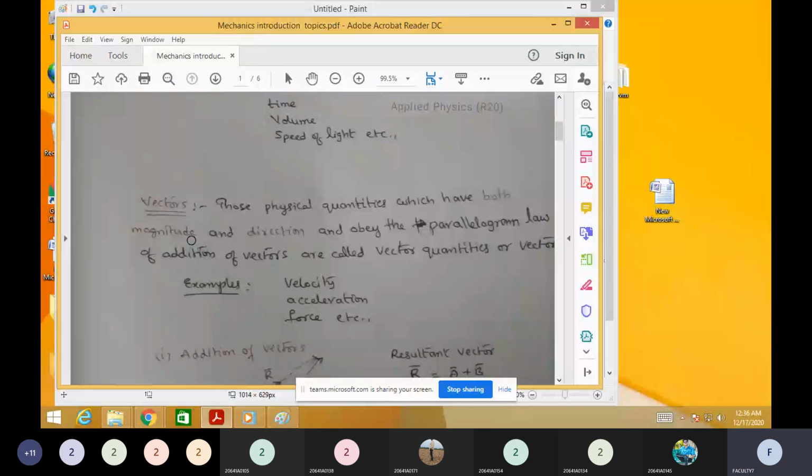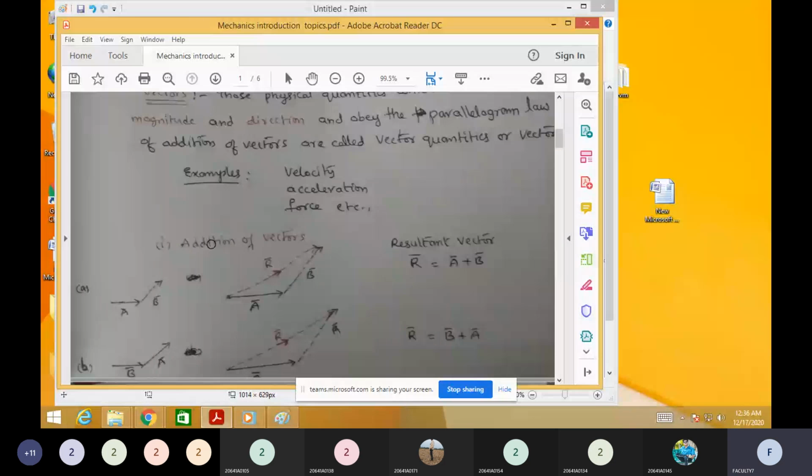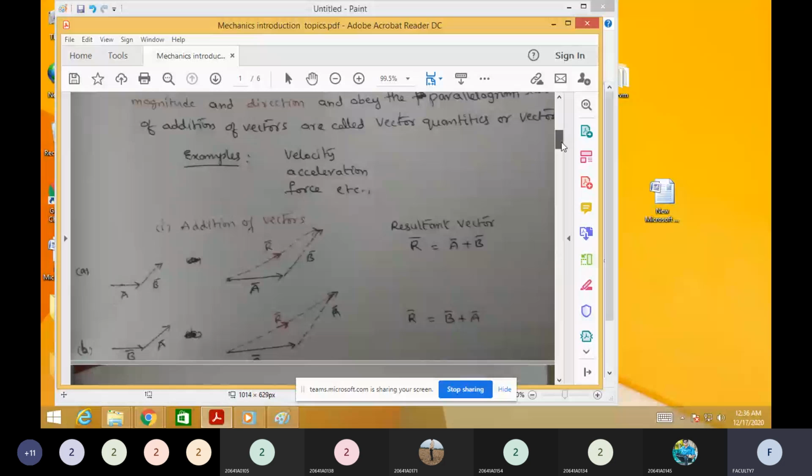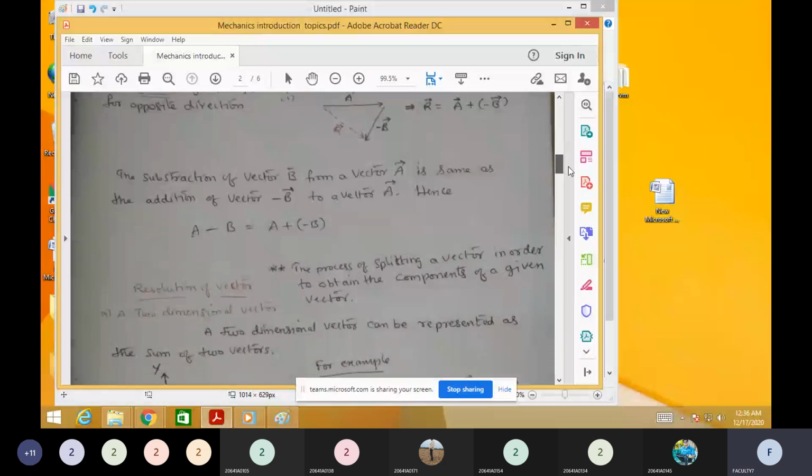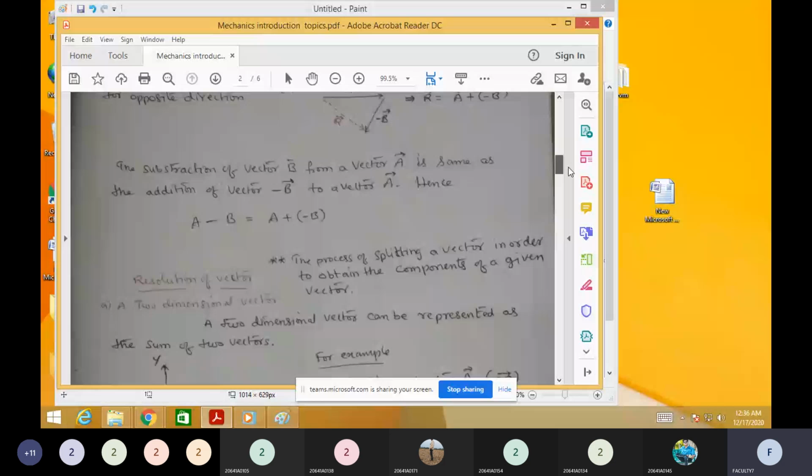Physical quantities having magnitude and direction have to obey the parallelogram law of addition. Then the examples of vector quantities. Thereafter, we saw the addition of vectors, and then the subtraction of vectors. The next topic we covered was the resolution of vectors.